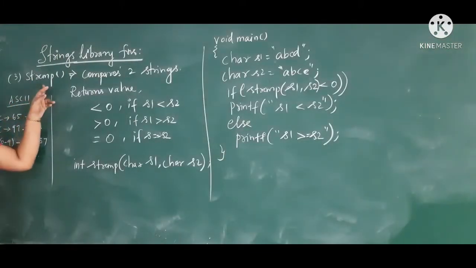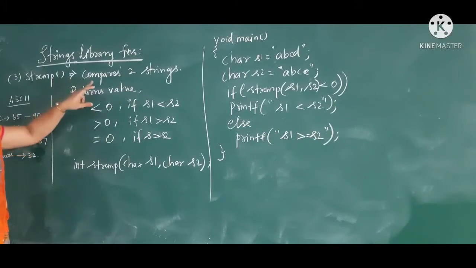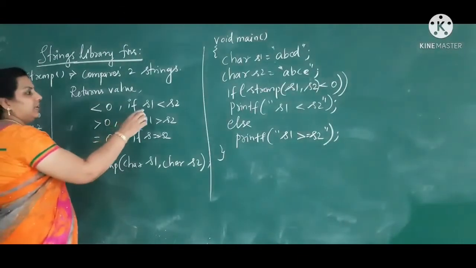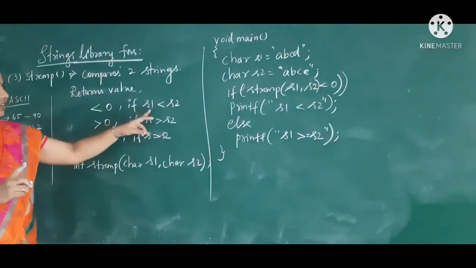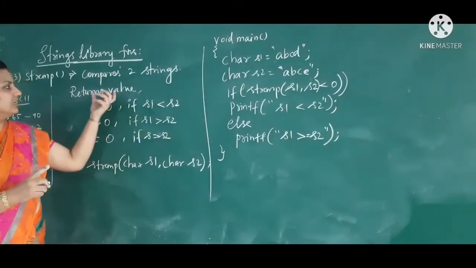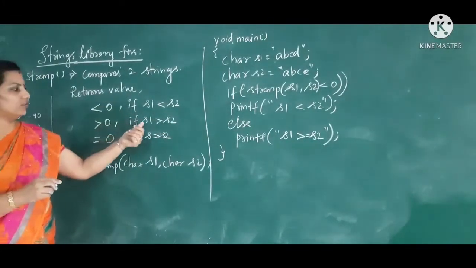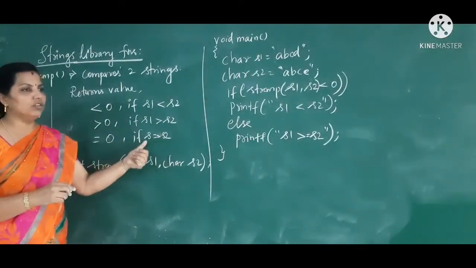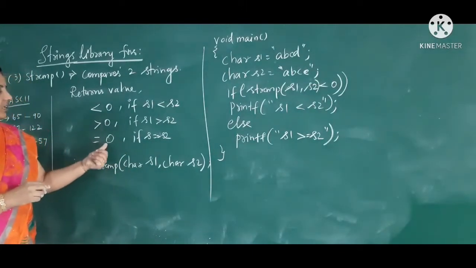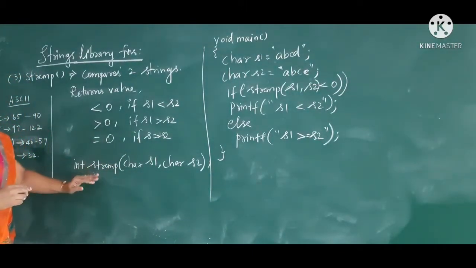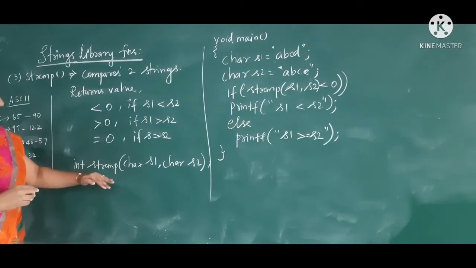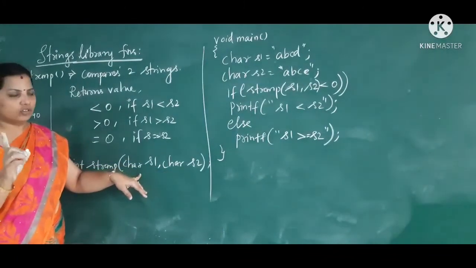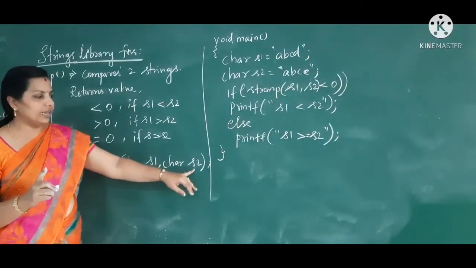Then comes my string compare function. String compare, as the name specifies, compares two strings. If I have two strings, say s1 and s2, and s1 is less than s2, then it returns a value less than 0. If s1 is greater than s2, then it returns a value greater than 0. If both the strings are equal, then it returns 0. For the syntax, you use the return type int, strcmp, followed by the two strings, const char s1 and const char s2.